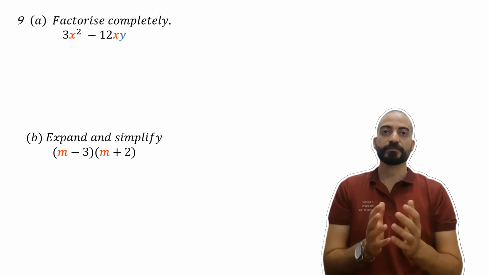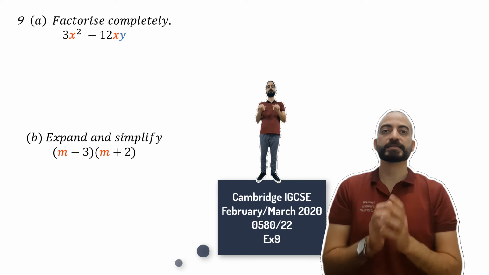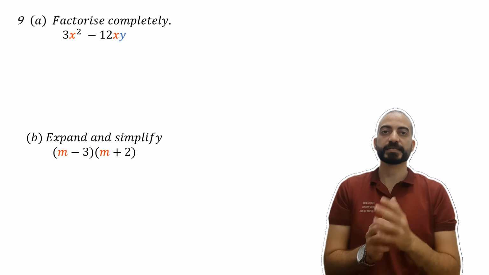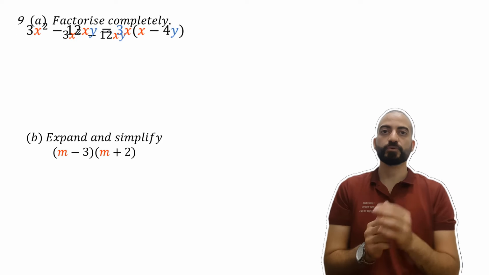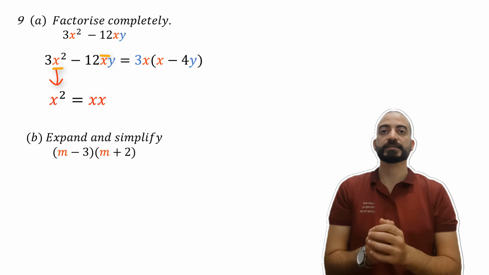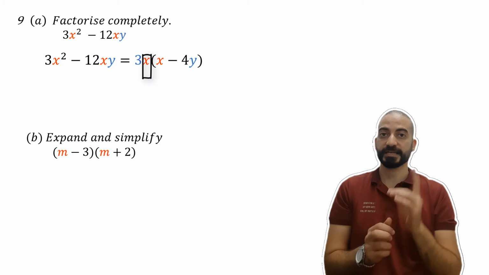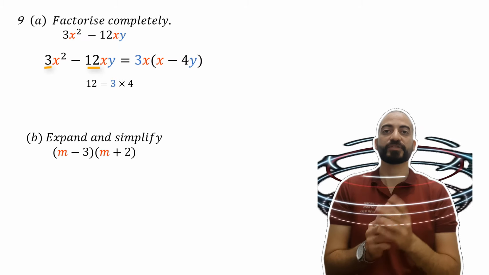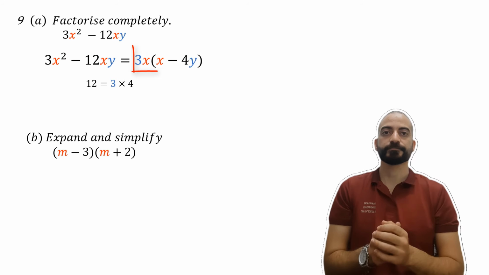Hello everyone, we will start by solving the 9th question of the Cambridge IGCSE 2020 exam. What is required of us in part A? Factorize completely 3x squared minus 12xy. In order to be able to factorize, we have to take a common factor. As we notice here, we have x and here we have x. This means that we can take x as a common factor. And as we notice here, we have 3 and here we have 3. This means that we can take 3 as a common factor. And finally, get this answer.